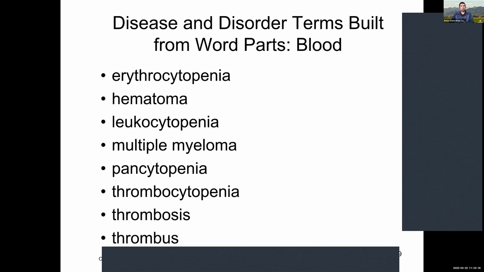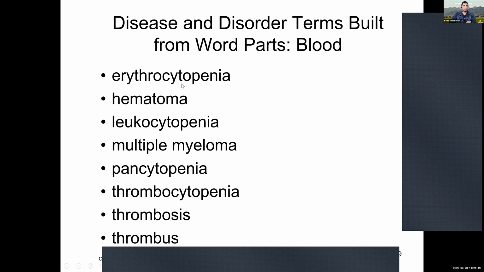Looking at blood, the way the slides are mainly going to be built here is we're going to look at disorder terms that are built from word parts for each system we're talking about: cardiovascular, blood, immune, and lymphatic. Then we're going to go into the terms not built from word parts. So we're going to go through each of those systems, then continue to look at disease and disorder terms for each system and move through like that.